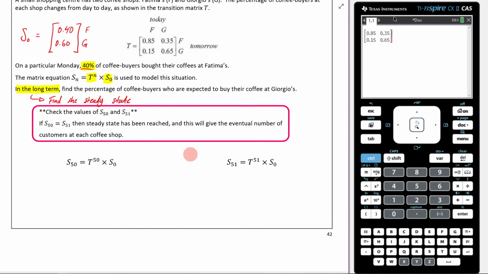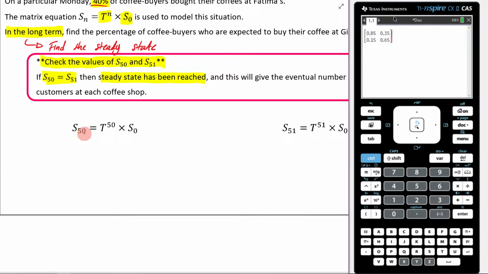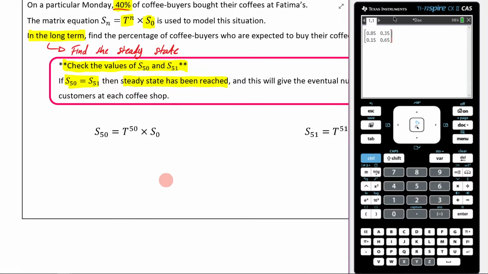Okay, so the way that you do this is you check the values of S50 and S51. If they're equal to each other, then the steady state has been reached, and this will give the eventual numbers of customers at each shop. So let's now do this. As you can see here, I'm finding S of 50, so I've taken T, raised it to the 50th power, times S of 0. So I'm going to come over here and let's now do this.